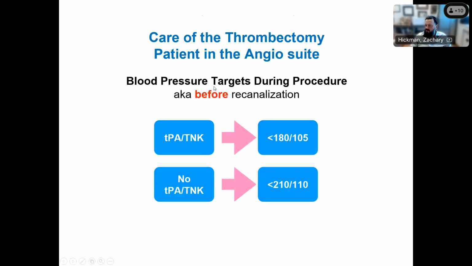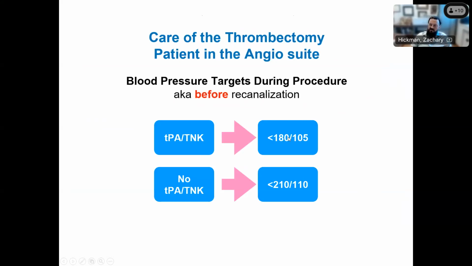So I mentioned blood pressure targets before. This is a big takeaway from the lecture. The blood pressure targets before and during the procedure are different than they are after the procedure. In somebody that is getting TPA or tenecteplase, so if you're getting thrombolytics, we want your blood pressure to be less than 180 over 105, and that's to reduce the risk of hemorrhage. So we try and get patients down under this because if they are higher than this, then there's a higher risk of hemorrhage when you give them the thrombolytics.